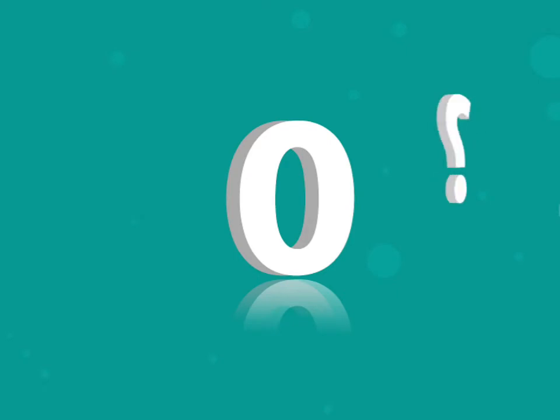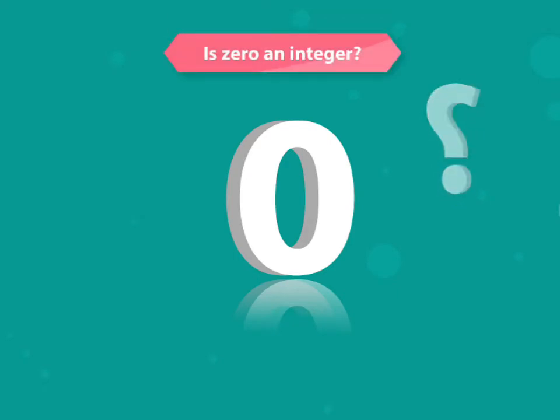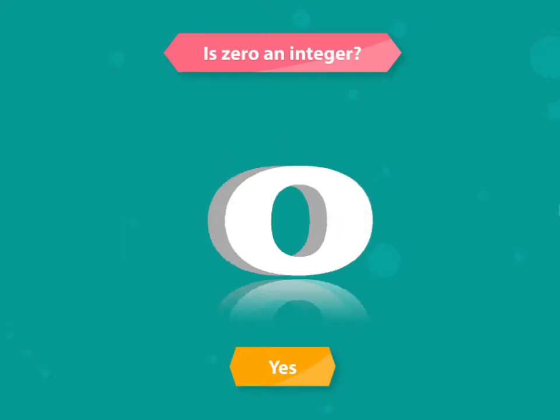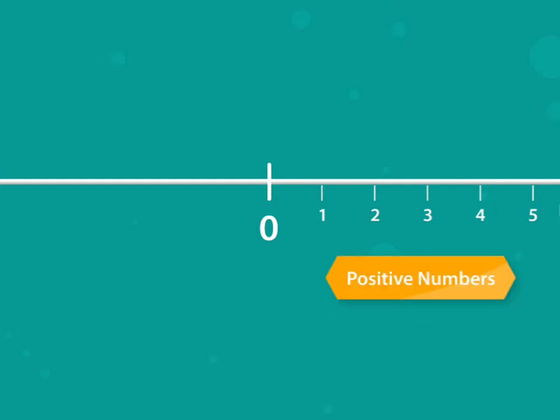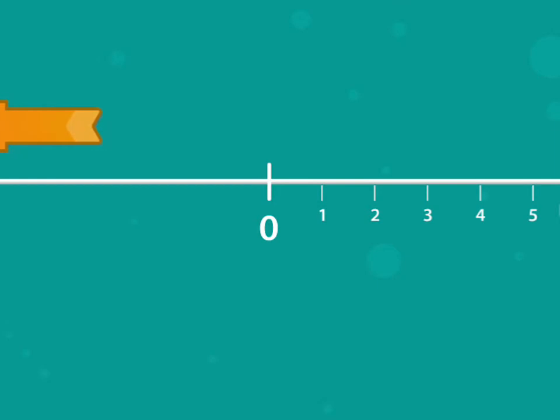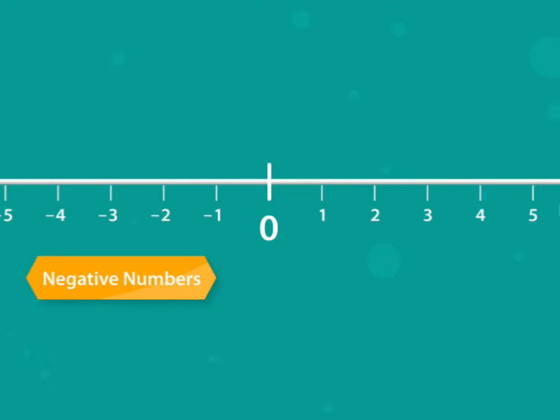But what about zero? Is zero an integer? Well, zero is an integer too. It may be near the bottom of the thermometer, but it's at the center of the number line. If you move right off the zero on number line, you get 1, 2, 3, 4, 5 and so on. That is positive numbers. And if you move left of the zero, you get -1, -2, -3, -4, -5 and so on. That is negative numbers.